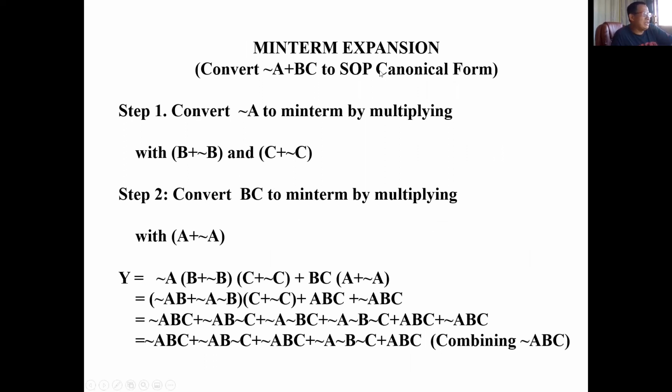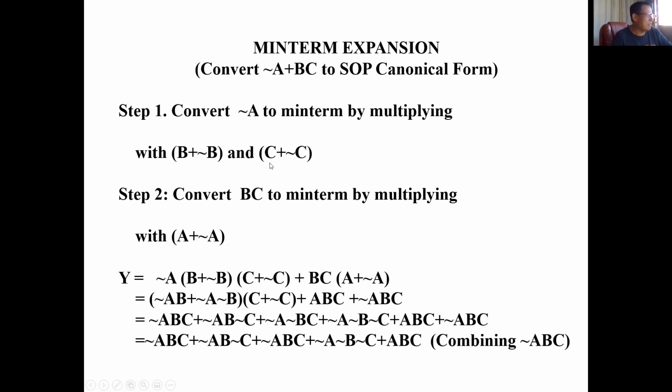Convert not A plus BC to sum of products or canonical form. Now, how do you convert not A to a minterm? You multiply it with B plus not of B and C plus not of C. These are ones. B plus not of B is 1. C plus not of C is also 1. So multiplying anything with a 1 is still the same. Do you follow?